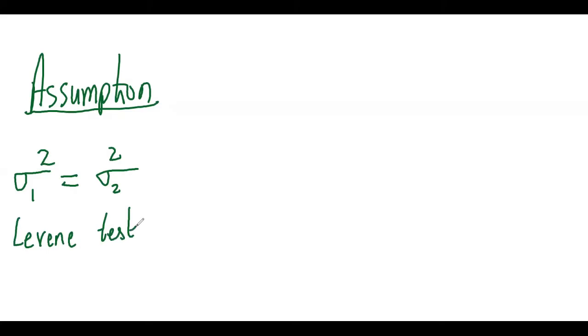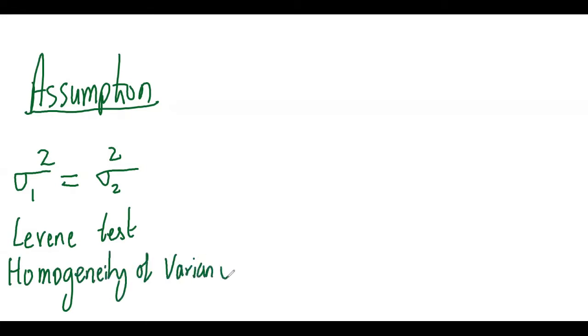So what is the assumption? The assumption is that the variance of sample 1 is equal to the variance of sample 2, and this test is known as Levene's test. This test is basically known as the homogeneity of variance. Homogeneity means equal. This is the most important assumption in the independent sample t-test.